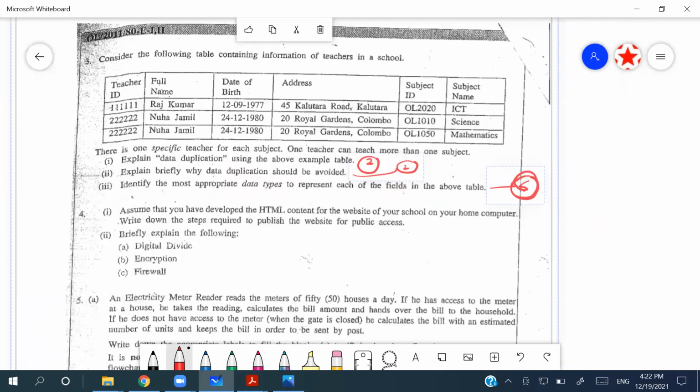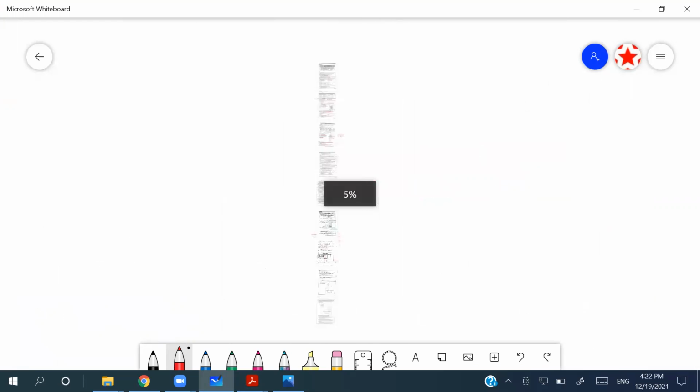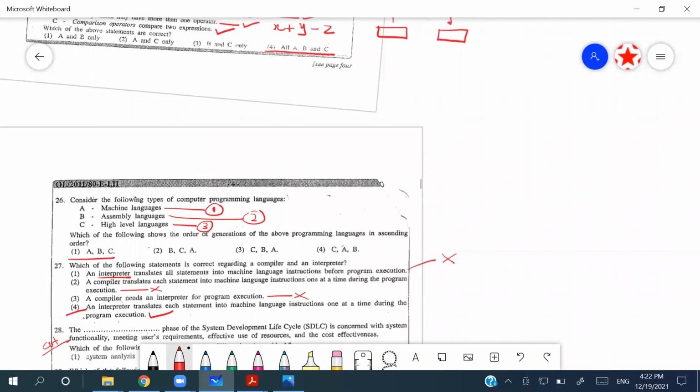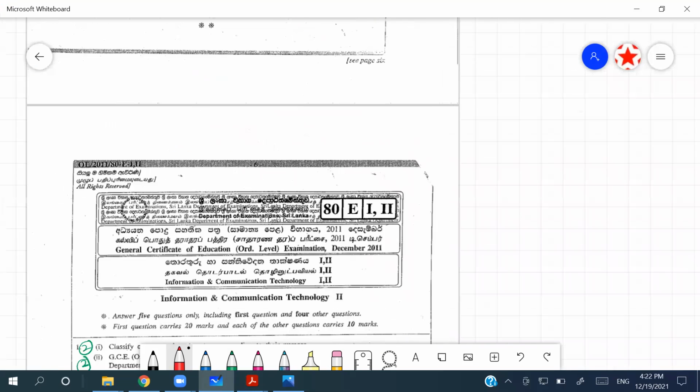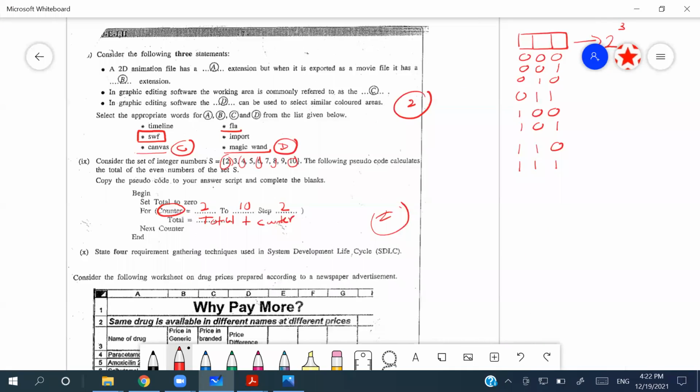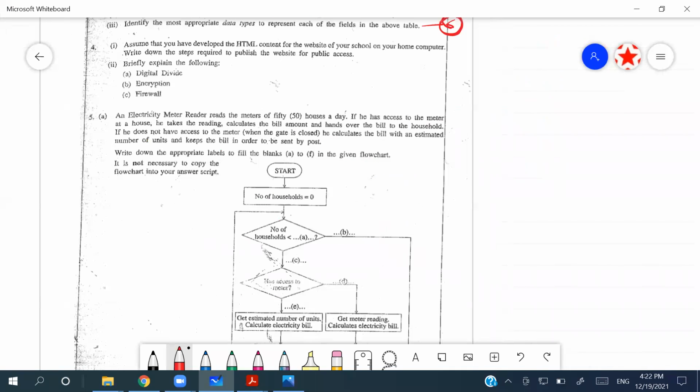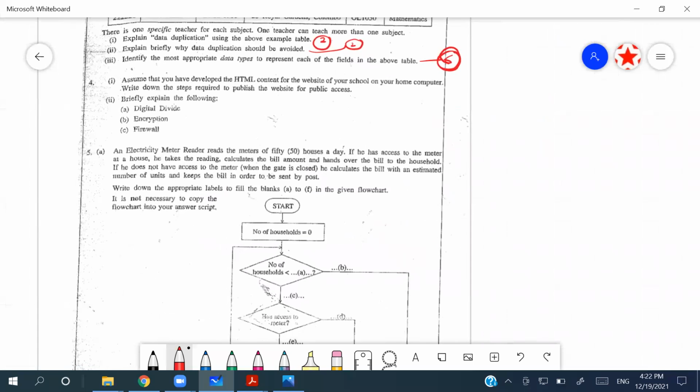So here 1 into 3, this will have 3 marks. Each one of those will have 2 marks. And 1 bonus mark is given if everything is correct. Okay, people, is it clear up to this point?